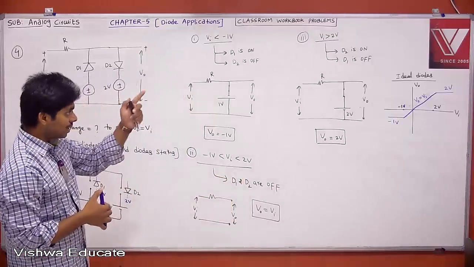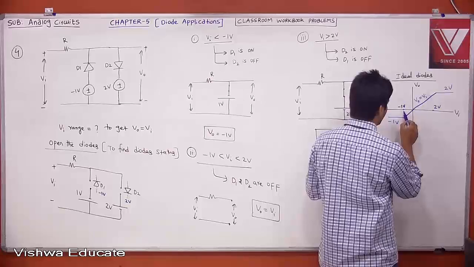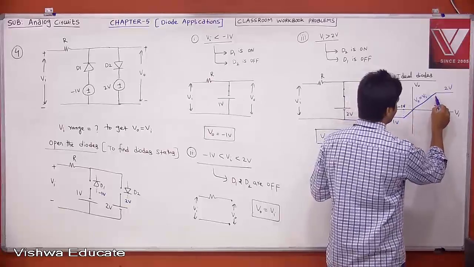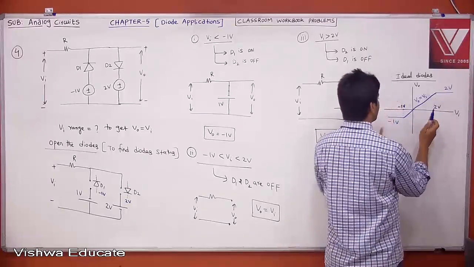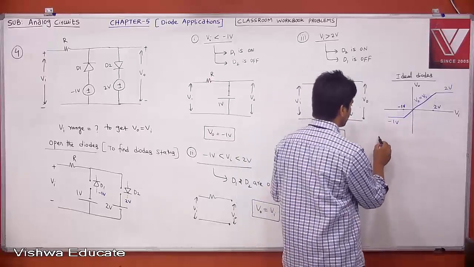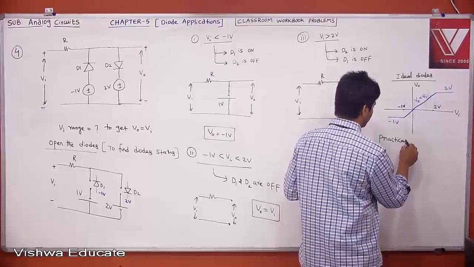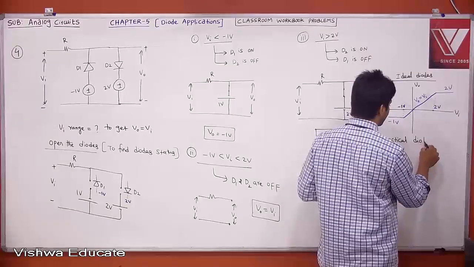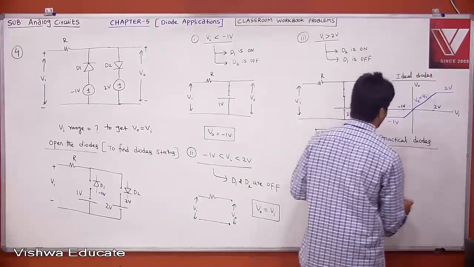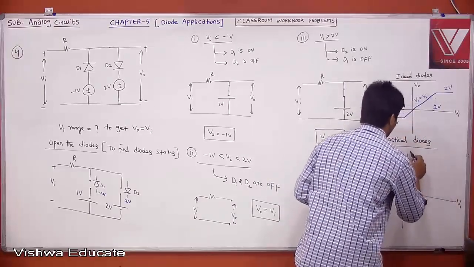Therefore, if you consider ideal diodes, for what input range is your output equal to input? That is nothing but minus 1 to 2. But if you consider practical diodes, that is what the problem statement says. If you consider practical diodes, this is your Vi and this is your V0.